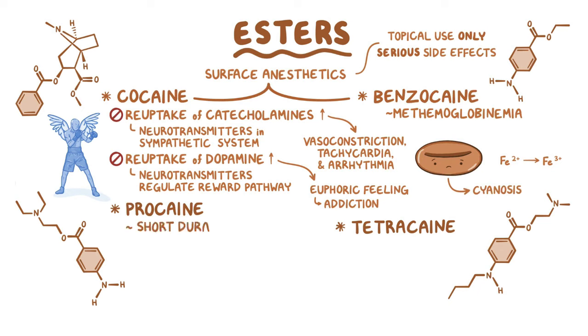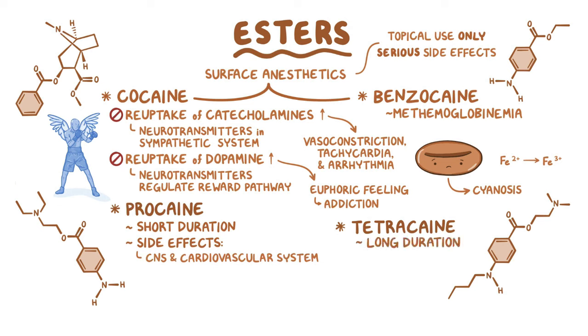Procaine has a short duration of action, but its potential to cause side effects, both in the central nervous system and in the cardiovascular system, is really high. Tetracaine has a long duration of action and is commonly used in spinal and corneal anesthesia.